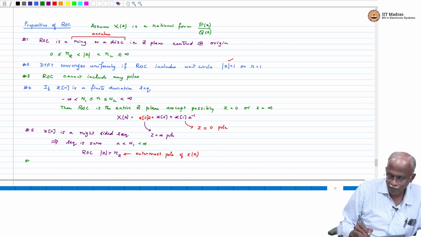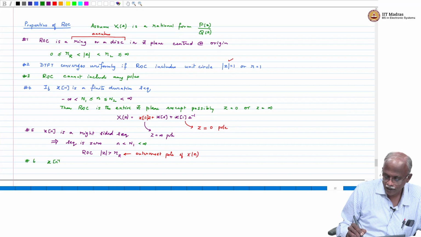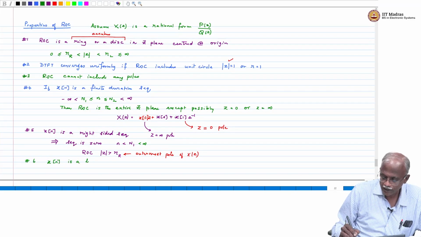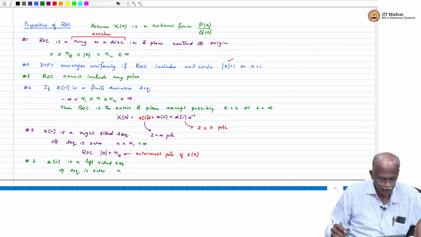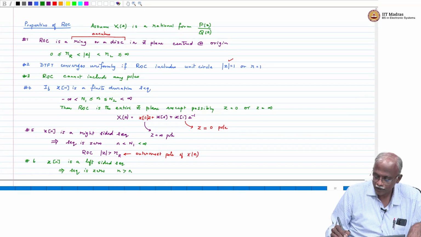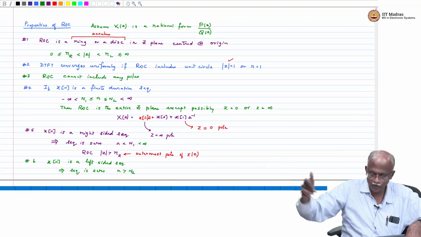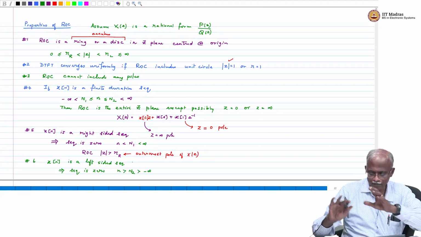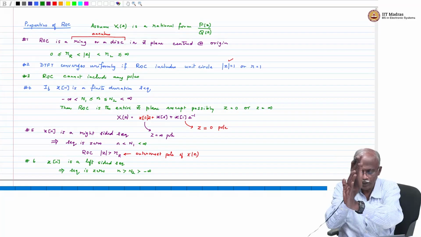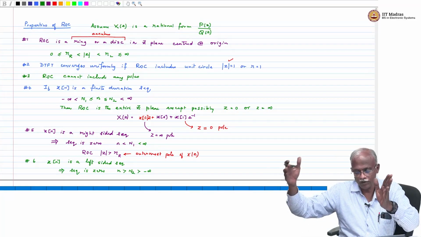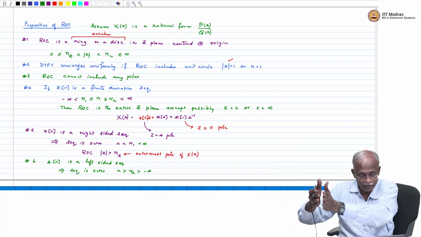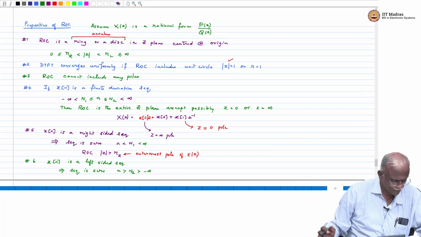Now the counterpart will be a left-sided sequence. Let us write it down. x of n is a left-sided sequence if the sequence is identically 0 for n greater than n2, some integer beyond which it is completely 0, and this has to be greater than minus infinity. Again, the infinity part, don't worry. A left-sided sequence starts at some point and is non-zero to the left.